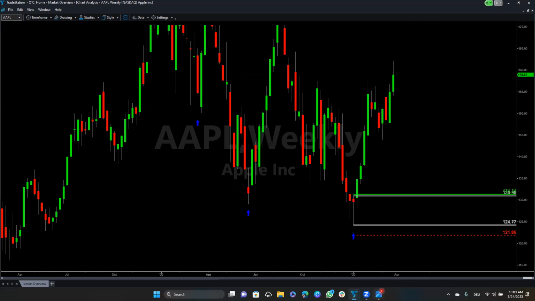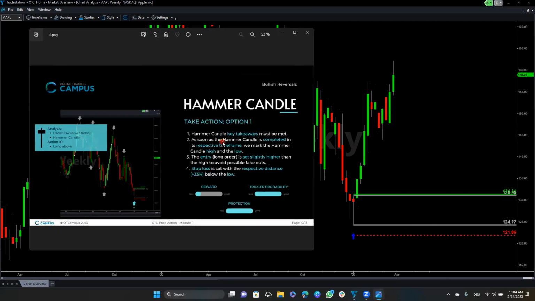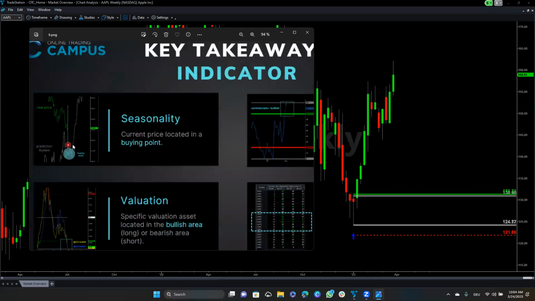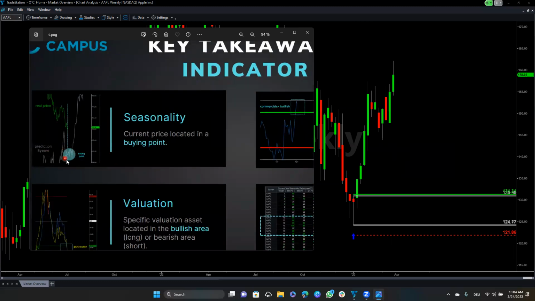And now we will also include the key takeaways for the indicators to increase your probability, right? And here, that's it. We will start with the seasonality. Current price located in the buying point. Look at this here, right? We talked about it, 8 years seasonality. We can use the 8 years here, for example. Also 10, 20, 15, 2, 3, 4 years. Everything is correct, right? Depends on your own trading strategy.